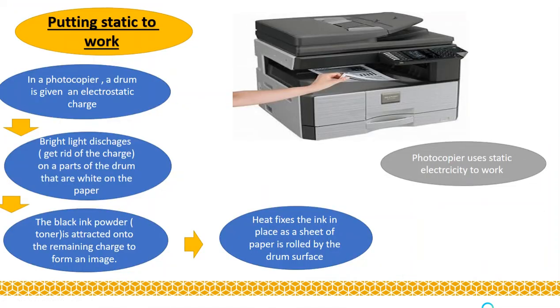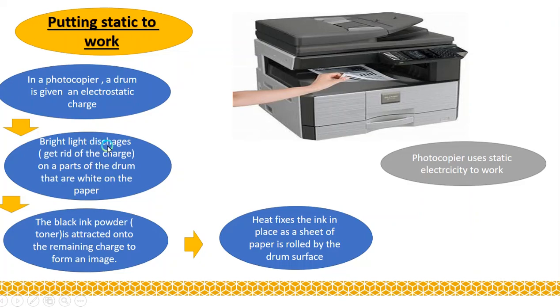So static electricity, even now, we are using in our technology. Even now we are using it in our devices. For example, the photocopier. The photocopier uses static electricity. The difference between electric charges, positive and negative charge. Excellent, my best students. So in a photocopier, the drum is given an electrostatic charge. There are electrostatic charges on the drum, negative and positive charge.